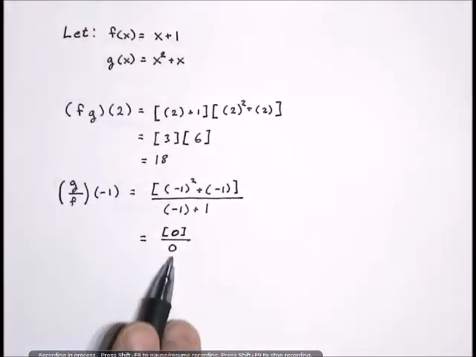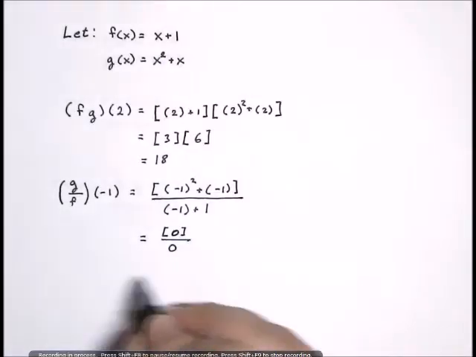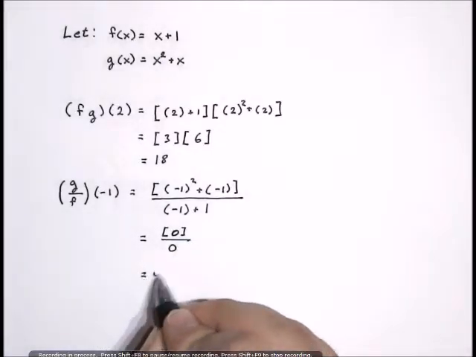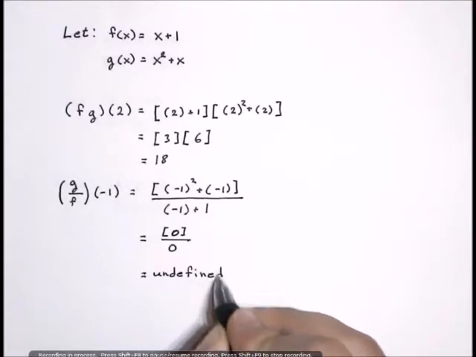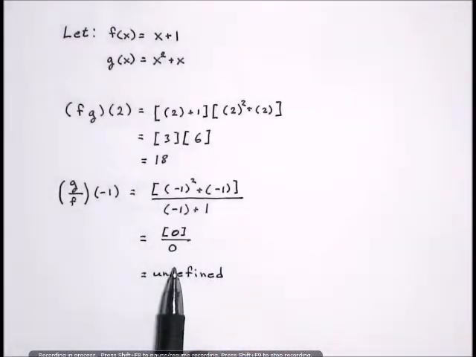And we have a problem down here. Because we have a 0 in the denominator, that makes this undefined. And you'll occasionally run into this with this type of problem. Just remember, 0 in the denominator means the answer is undefined.